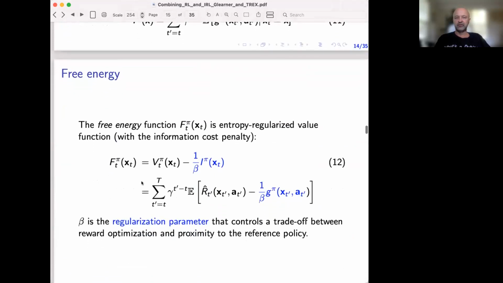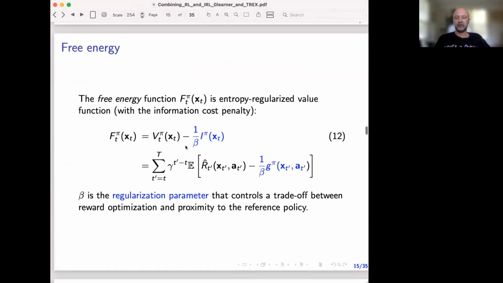And now we introduce a regularized value function, which is called here in this framework the free energy function, using analogy with physics. And this function is introduced as an entropy regularized value function. So it's given by this expression. This is our idealization. And if we plug in our formula for this information cost, we will see that it's actually the same expression as for the value function in the conventional formulation.